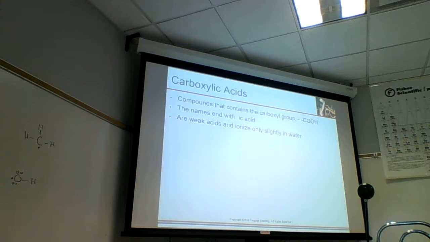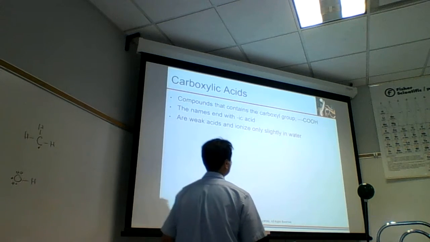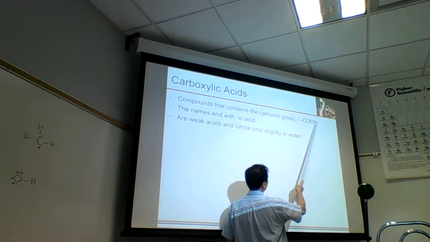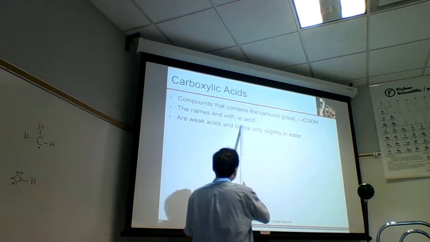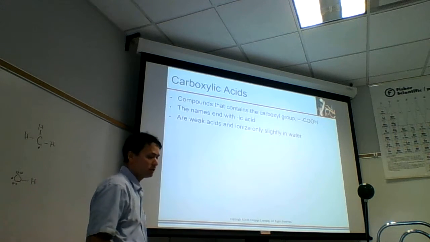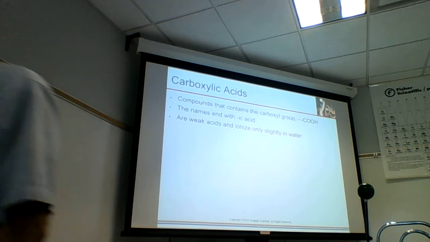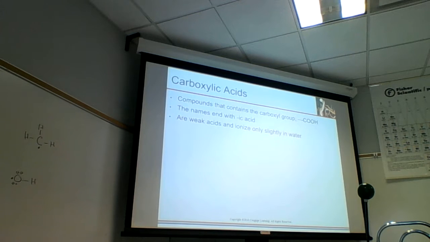Now we're going to go to carboxylic acids. All carboxylic acids are going to contain the carboxyl group. The carboxyl group is this, COOH. Your names are going to end in acid. These are all weak acids. All carboxylic acids are weak, except there's one that's pretty strong for a weak acid. That would be like trifluoroacetic acid or trichloroacetic acid. It's fairly strong.